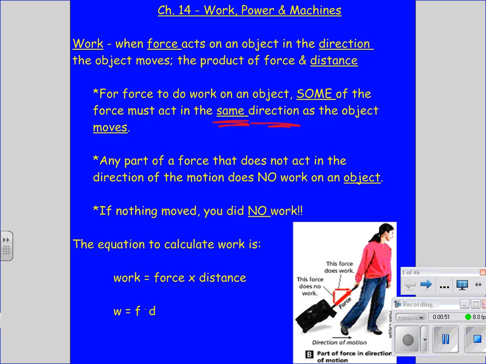Any part of a force that does not act in the direction of the motion does no work on the object. The other big thing is if nothing moved, you did no work. Even if you're trying to bench press 400 pounds and you can't lift it, it seems like work in the common sense, but scientifically, in the world of physics, it is not work. All right, so the equation to calculate work is force times distance. So here's our first formula, work equals force times distance.